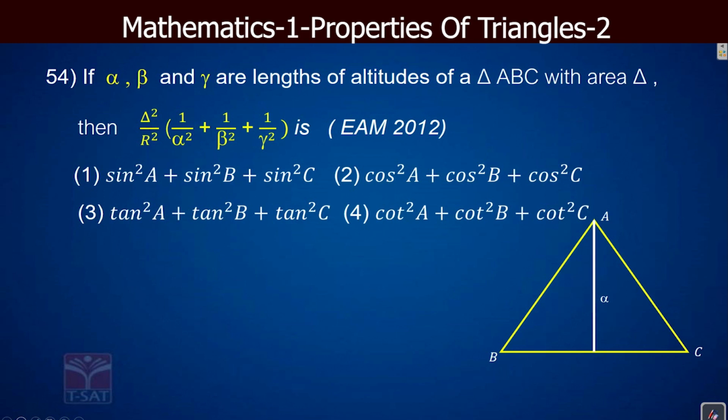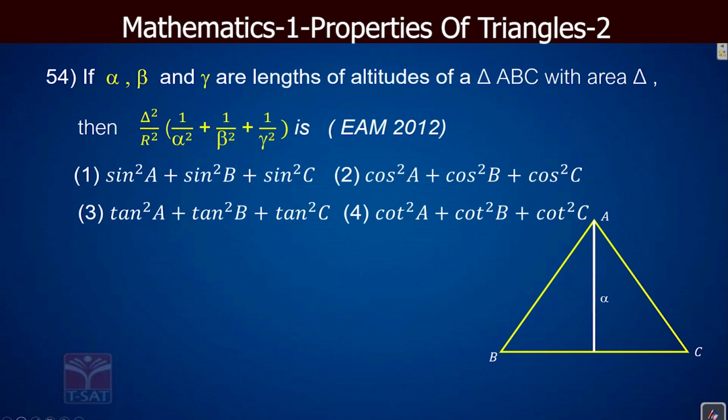Here you know that delta is equal to half BC sin A. So half times BC times alpha, where alpha is the altitude, implies alpha is equal to 2 delta by a. Beta is equal to 2 delta by b. Gamma is equal to 2 delta by c.